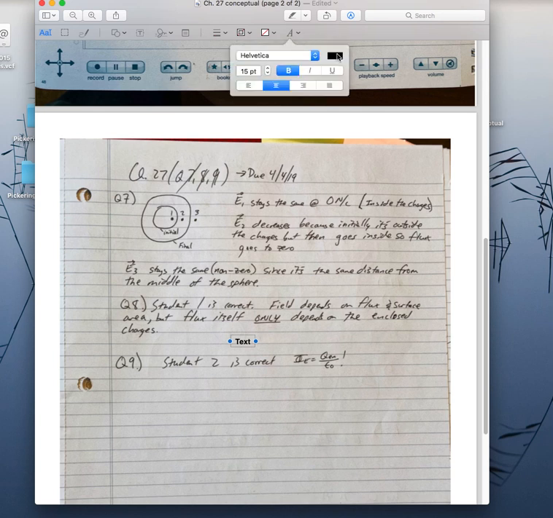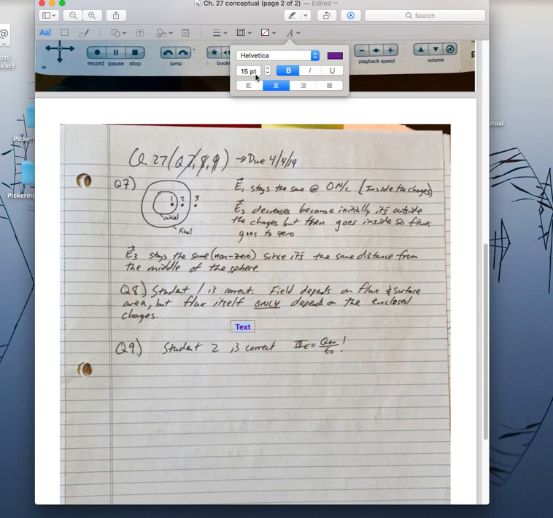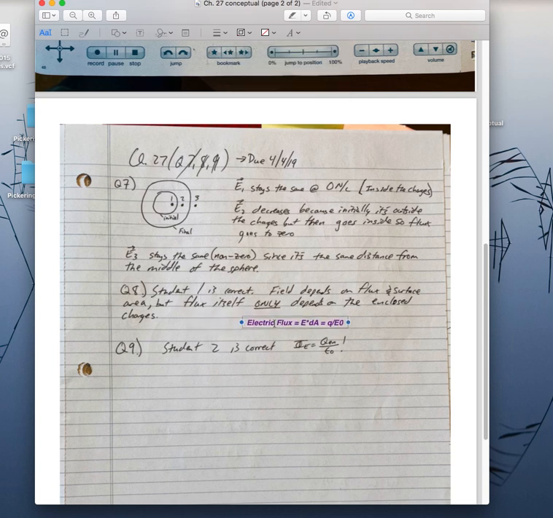Let's do a nice purple thing here. And basically what we've got is electric field, flux. And I can't do the symbols on this. Electric field times area equals charge enclosed divided by epsilon sub 0. That's a crappy way to show that. So that's it.